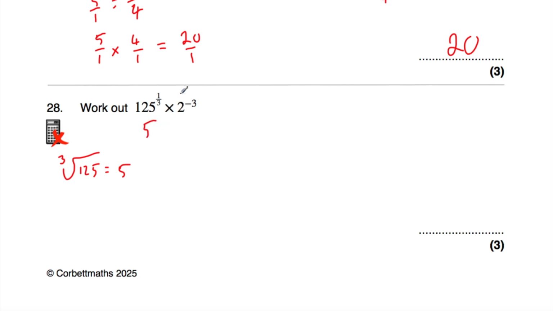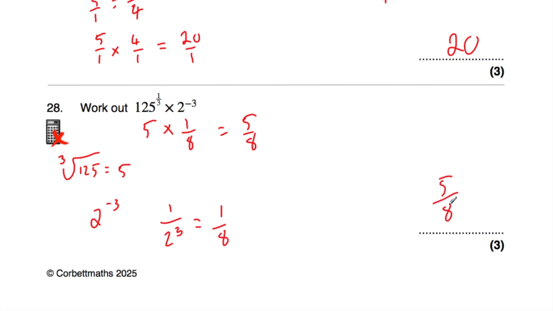And now we need to work out what 2 to the power of minus 3 is. So 2 to the power of minus 3, you would do 1 over the positive power, so 1 over 2 cubed, and 2 cubed is equal to 8. So that would be 1/8. So we've got 125 to the power of a third is 5, multiplied by, and then 2 to the power of minus 3 would be 1/8. So we've got 5 times an eighth, which would be 5/8, and that's it. So our answer is 5/8.